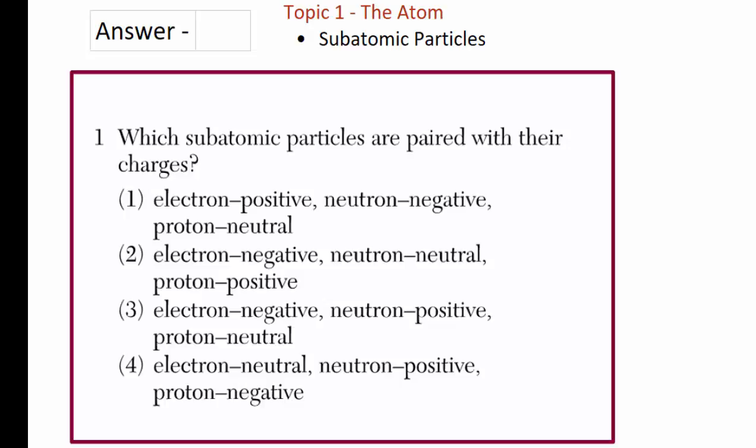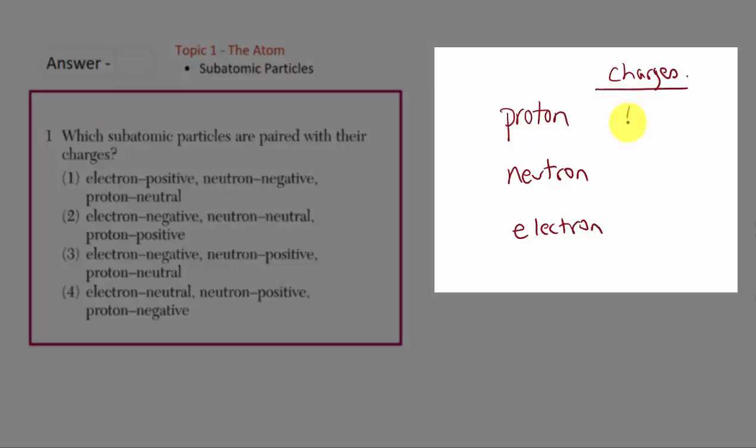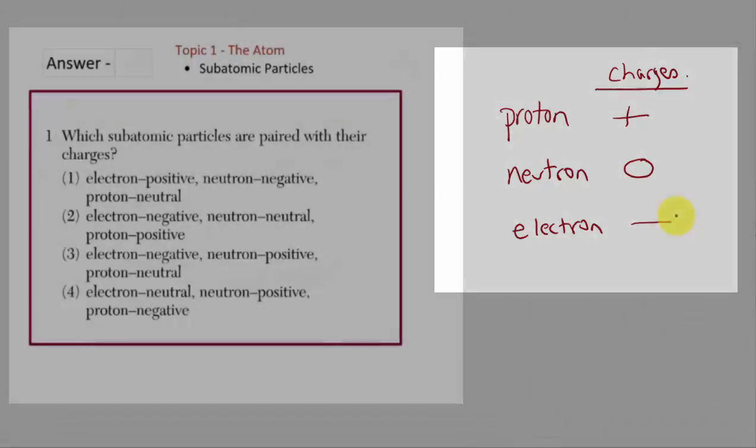Basic knowledge of the subatomic particles is needed for this question, and you should recall that the proton has a charge of +1, and the proton is found in the nucleus. The neutron, also found in the nucleus, has no charge, and the electron is our particle that has the negative charge. So we just have to find the answer that matches up properly with these three statements.